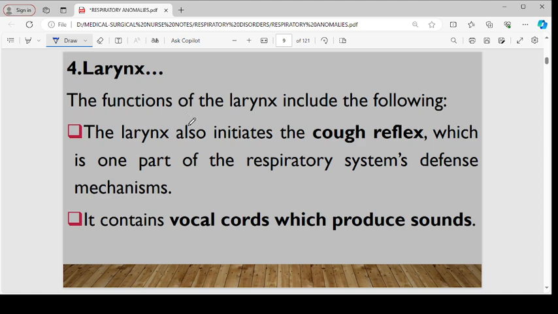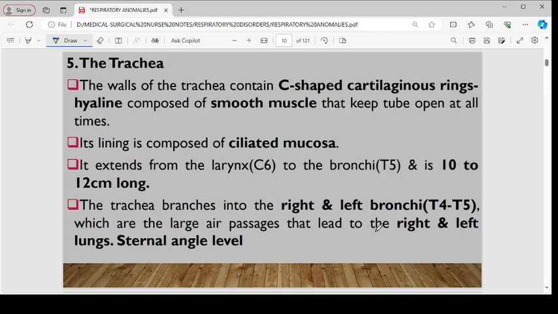The larynx helps initiate a cough reflex. This is part of the respiratory system defense mechanism to detect and remove foreign intruders in that system. It also contains the vocal cords that help in producing sounds.